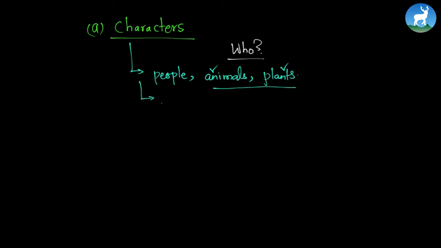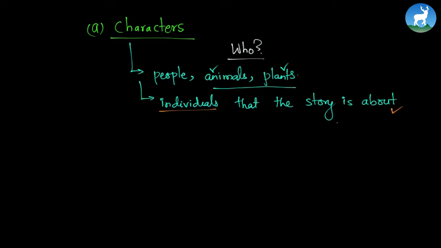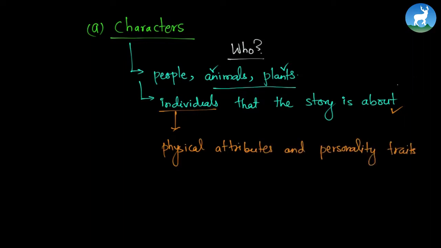Characters are the individuals that the story is about. The author should introduce the characters in the story with enough information that the reader can visualize each person. This is achieved by providing detailed descriptions of a character's physical attributes and personal traits. So individuals have physical attributes and personality traits, right? Characters are not cardboard cutouts. So this stickman that we have here is not a character, right?